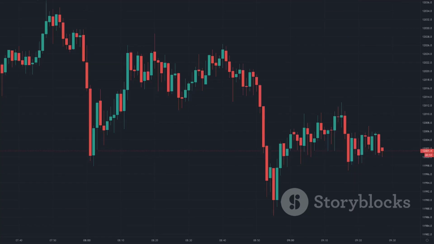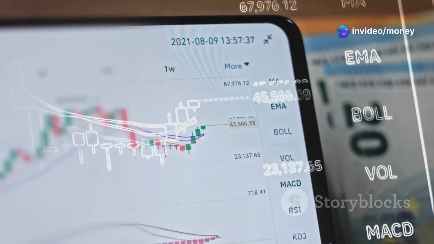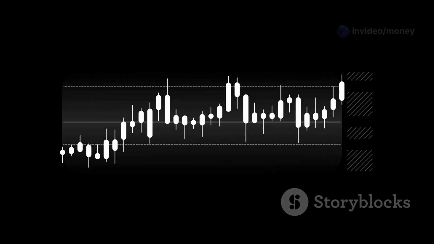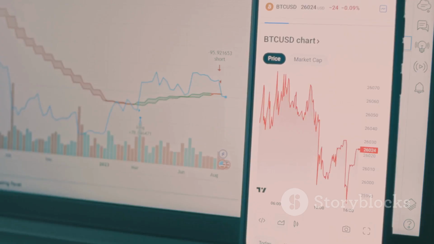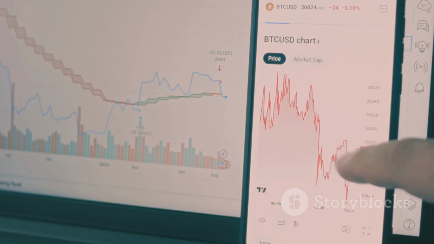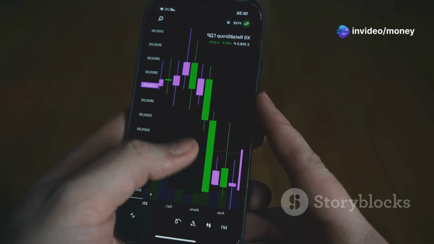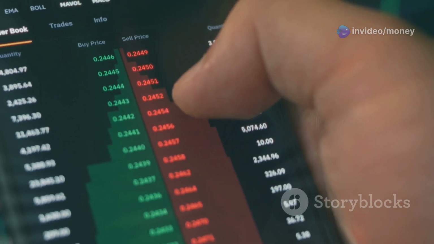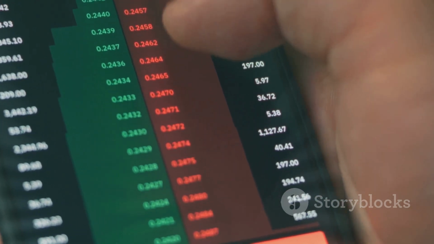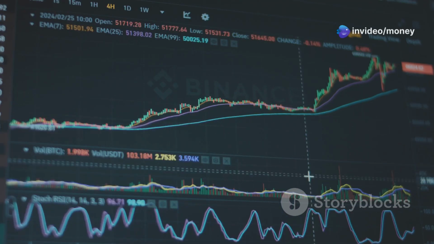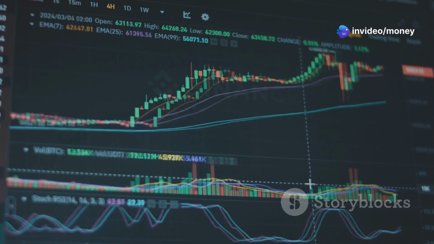There are 3 main types of moving averages: simple moving averages, SMA, exponential moving averages, EMA, and weighted moving averages, WMA. Don't worry too much about the technical differences for now. The key takeaway is that each type calculates the average price a bit differently, giving more weight to recent prices or older prices. For example, a 20-day SMA would calculate the average price over the past 20 days. As each day passes, the oldest data point is dropped, and the newest data point is added, giving you a constantly updating average. This helps you see if the price is generally trending upwards, downwards, or moving sideways.